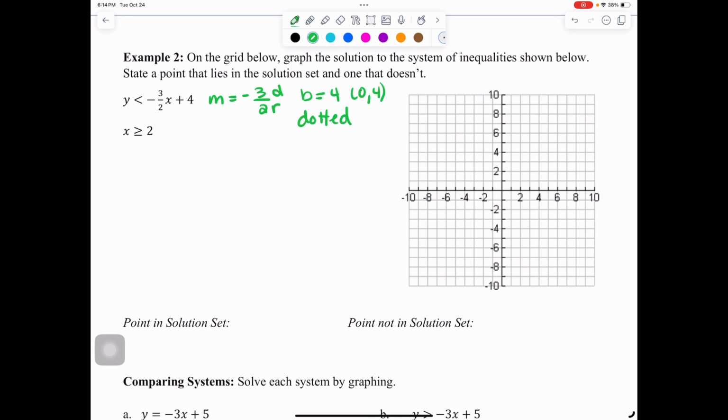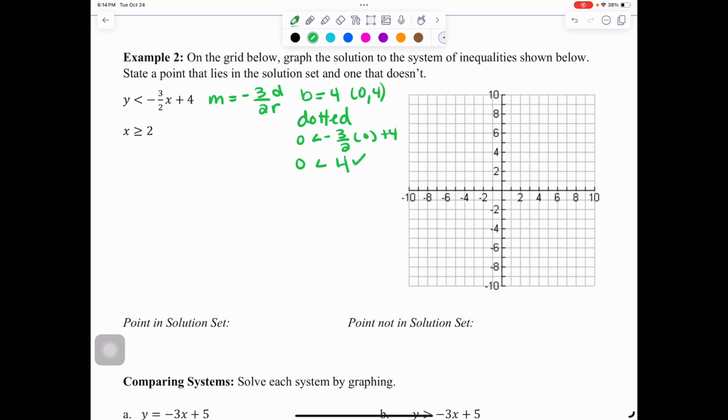And then I want to check the point 0, 0 to see if I should shade towards that or away from it. So I'm going to plug in 0 for y. I'm going to plug in 0 for x. Then 0 is less than, that's going to be 0, and this is going to be 4. So 0 is less than 4 does work.